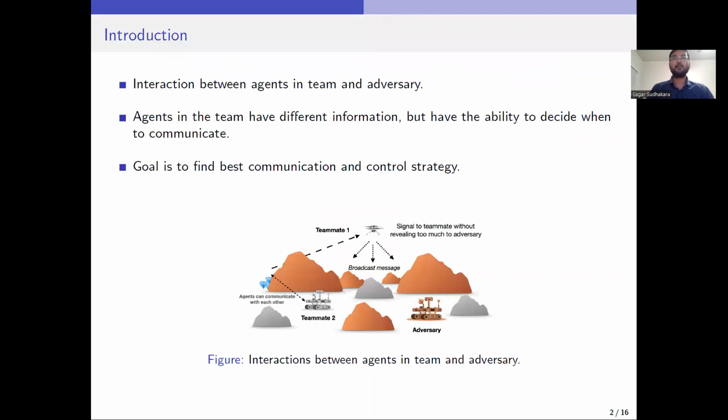So the introduction of the paper is that we are dealing with interaction between cooperative agents in a team and an adversary. This is a figure wherein there are two agents and there's an adversary. We are dealing with interaction between those agents in the team and the adversary. Agents in the team have different information, but have the ability to decide when to communicate. The goal is to find the best communication and control strategy for the agents in the team.